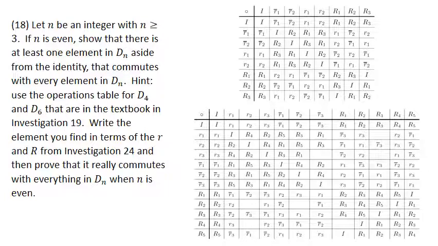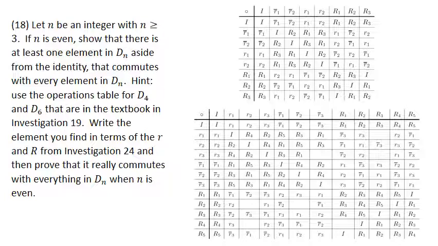And then the hint here is to use these two operations tables, which I've actually put right here. And you're going to look for an element that commutes with everything. So what you're looking for when you're looking for an element that commutes is you want to identify a row and a column that have the exact same entries. So let me just give you an example. Obviously the identity commutes with everything, so don't look at that one.